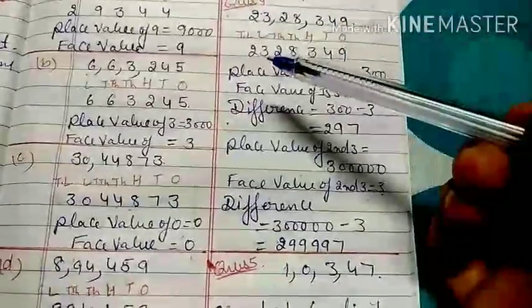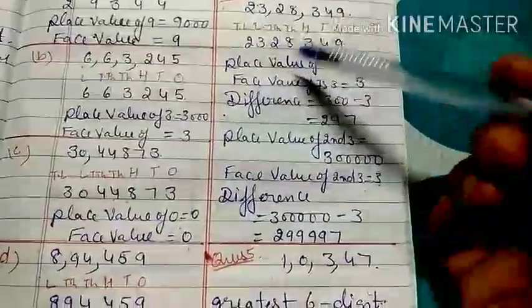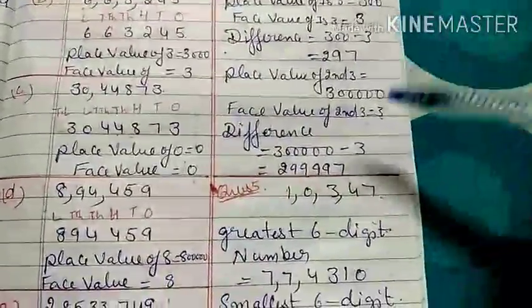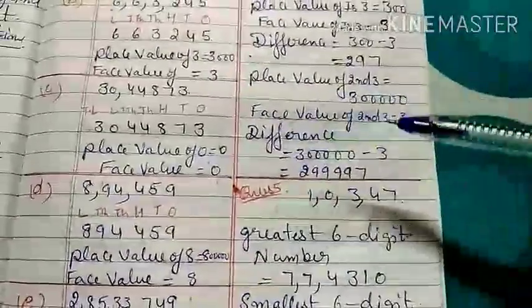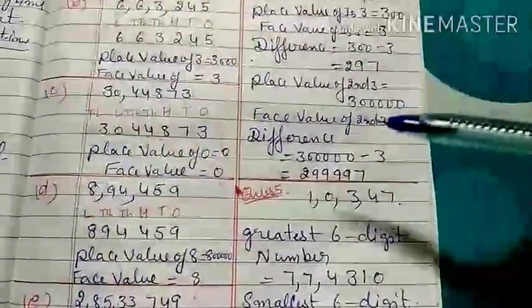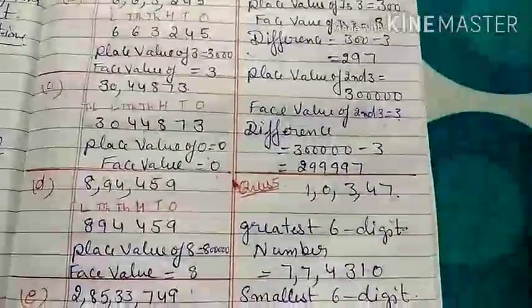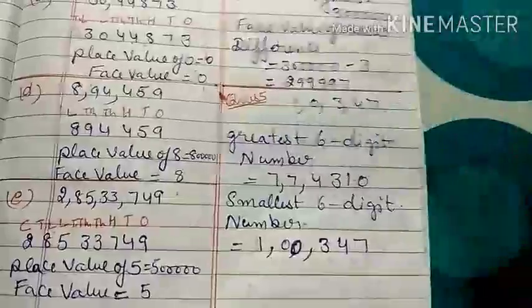But for the other position of 3, that is lakh position, you multiply 3 with 1 lakh, that gives you 3 lakh, and face value of this is 3. When you subtract 3 lakhs minus 3 gives you 2,99,997.